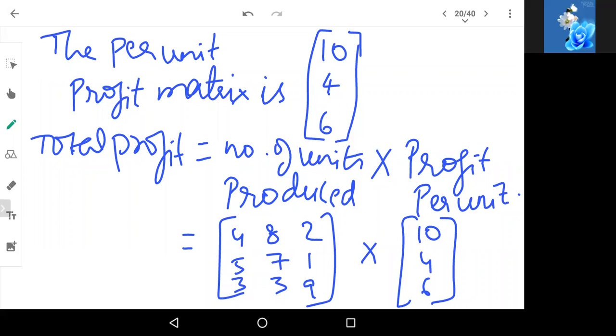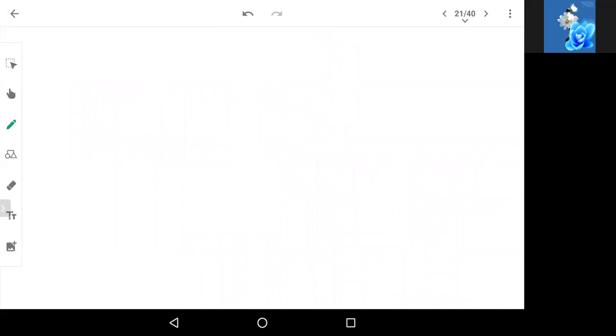Everybody understood? Okay, now go on and do the multiplication. Multiply both the matrices. Are you all solving it? Yeah, good.